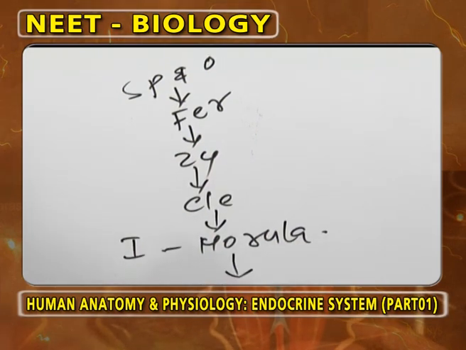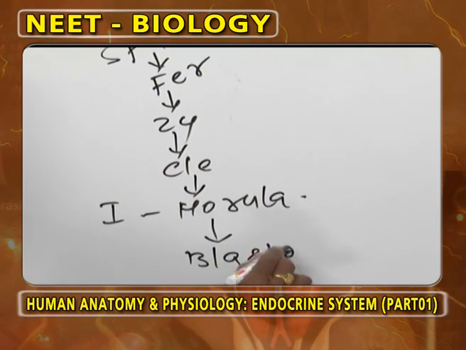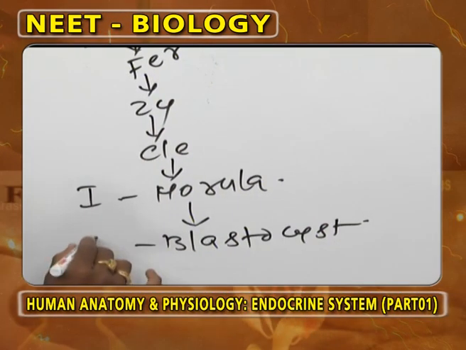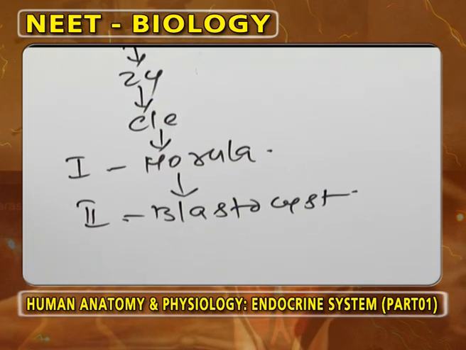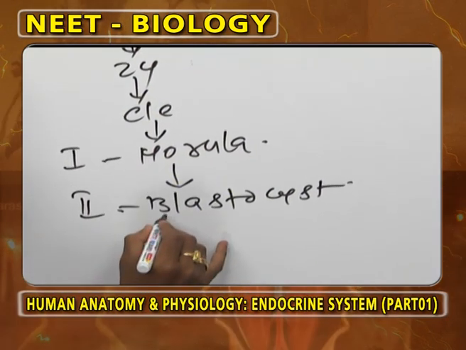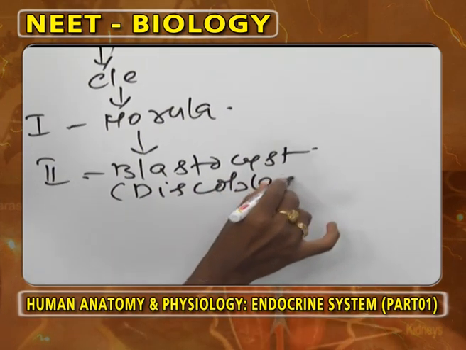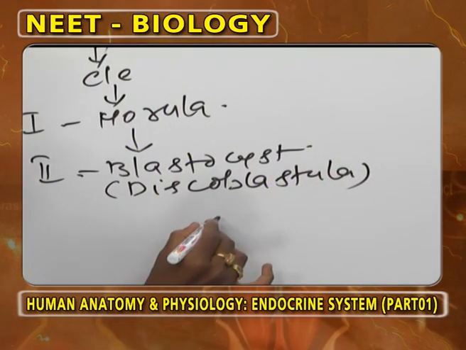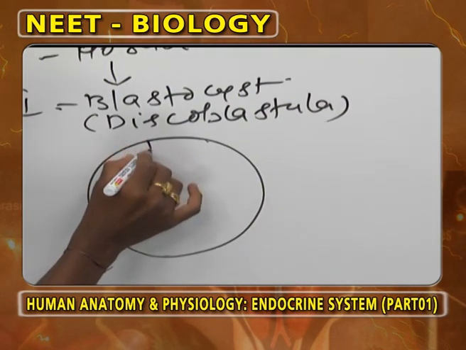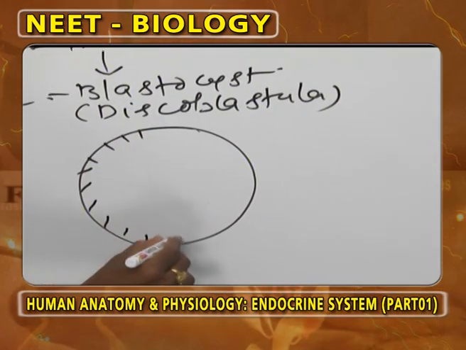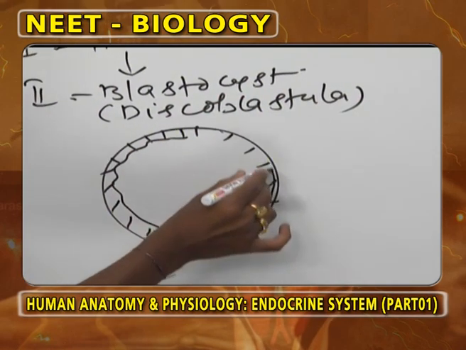Now the morula becomes blastula, but in mammals we call it as blastocyst. Now it is the second stage of development, that we call it as blastocyst. Now in the blastocyst one stage we call it as discoblastula. Now in the discoblastula stage you have to observe the diagram. Now these are called the trophoblast cells.